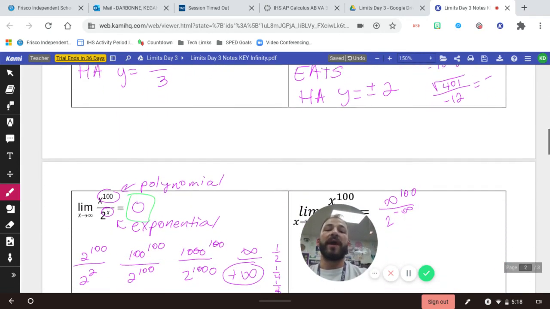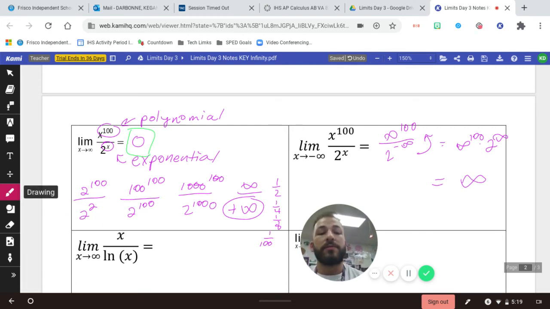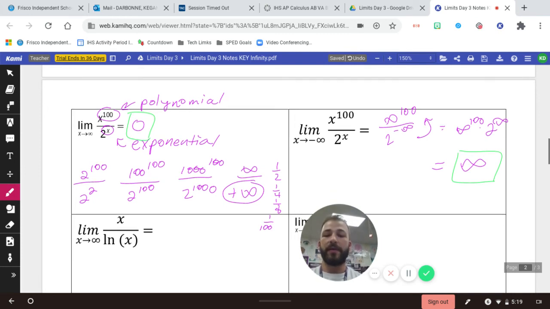So we know our exponent rules. A negative exponent means move that exponent up to the top. So we get infinity to the 100 times 2 to the infinity. So now I'm no longer looking at a fraction. Now I'm just looking at a really big number times a really big number, which is just going to be equal to a really big number. So that's actually kind of nice, because I don't even have to think about the fraction. I don't have to think about which function is bigger. I just know that it's a big number times a big number. They're both positive, so it's positive infinity.